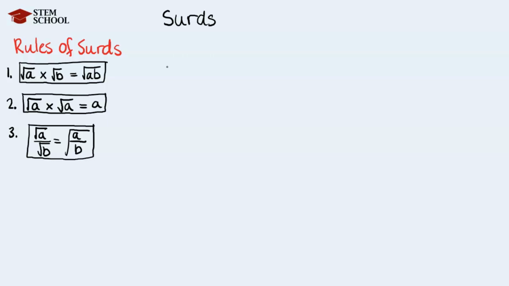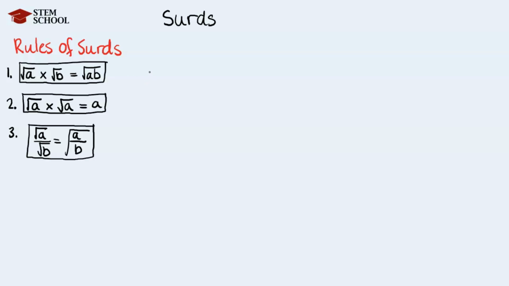Alright, so let's do something useful and look at the rules of surds. We have 3 rules here that you're going to be using very often for this topic. Now let's look at the first rule. The first rule states that if you multiply a surd by another surd, then the answer is just the surd of the numbers multiplied together.